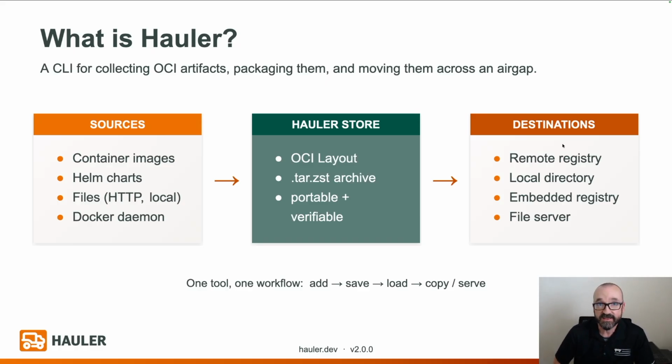And then from there, they have the options of copying those artifacts to a remote registry if one's available. And if you have a bunch of files, you can copy them to a local directory if you need. Holler also has the ability to run its own embedded registry, so it can serve up a registry that things can consume from. In a similar vein, it has a file server that it can run. So if you've got a bunch of files in your store, you can serve them up in a file store for things to grab from.